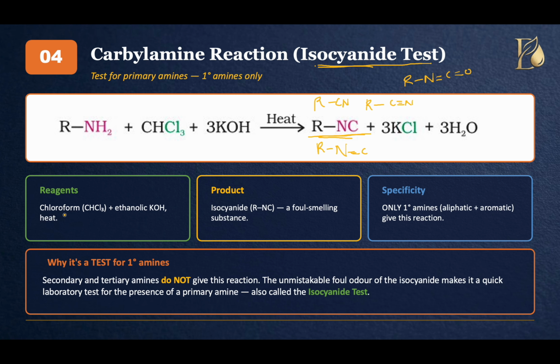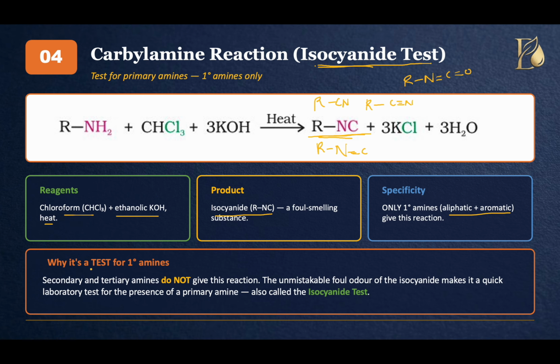So what are the reagents? Chloroform and ethanolic potassium hydroxide on heating. Then the product is isocyanide, RNC, a foul smelling substance. And what is the specificity? Only primary amines, both aliphatic and aromatic amines, give this reaction.